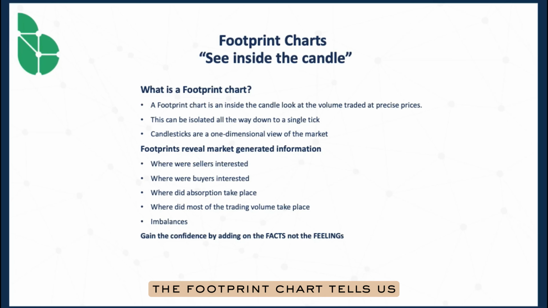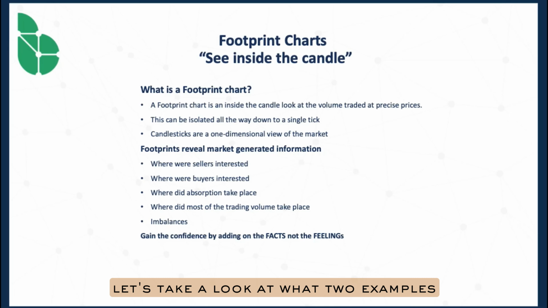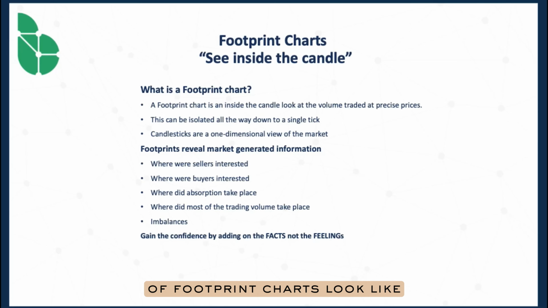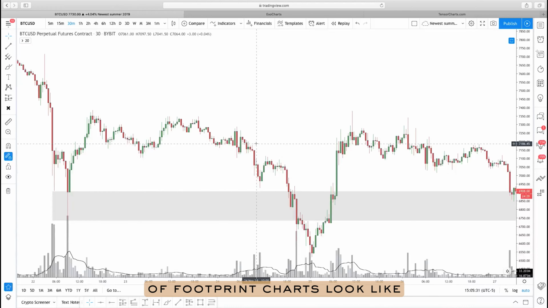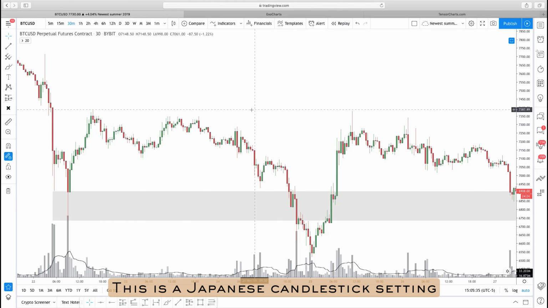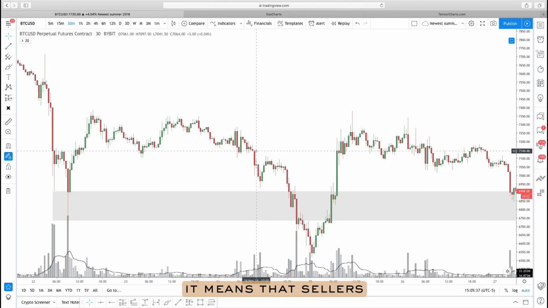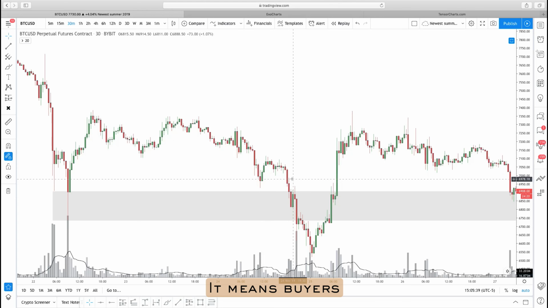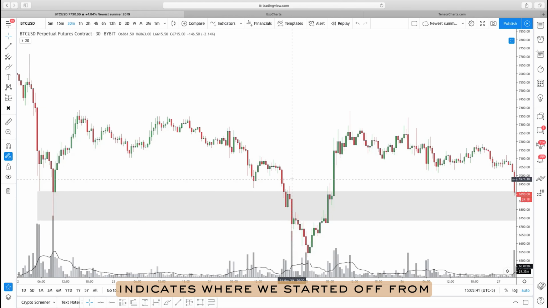Now, that being said, now that we clearly have some type of grasp as to what the footprint chart tells us, let's take a look at two examples of footprint charts. All right, so this is the chart that everyone is familiar with. This is a Japanese candlestick setting, and we know that if it's red, it means that sellers are in control. If it's green, it means buyers are in control. The body indicates where we started off from and where we finished, and the wicks indicate basically the high and the low of the range.